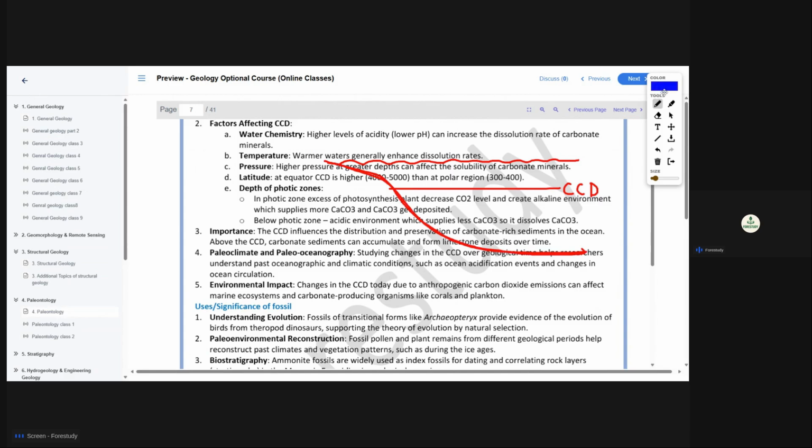So what we can see here is that here we get to see precipitation of CaCO3, right? But here we get to see what? We get to see dissolution of CaCO3. Dissolution of CaCO3 and precipitation of CaCO3. Fine.